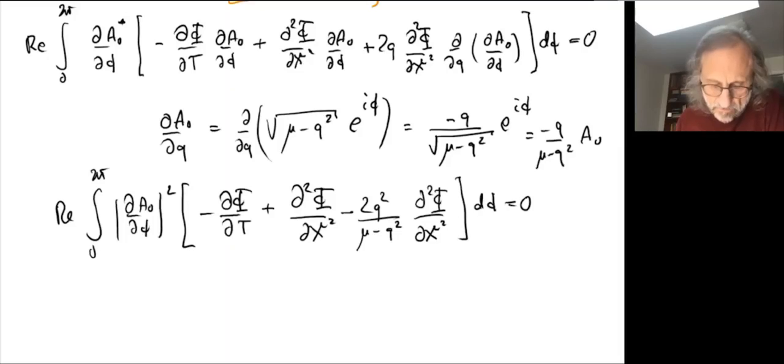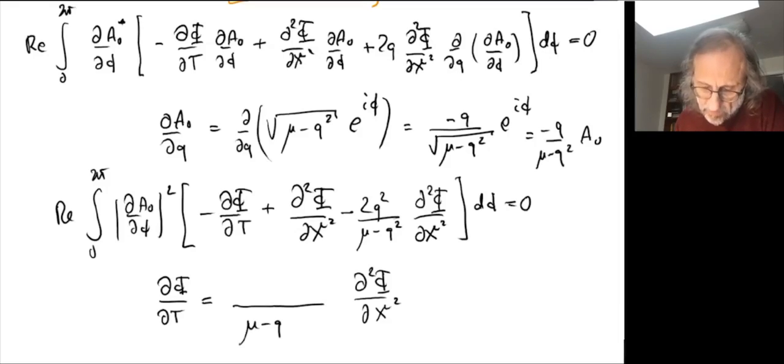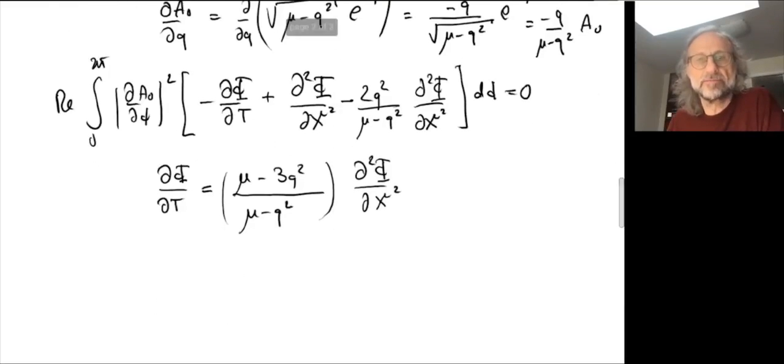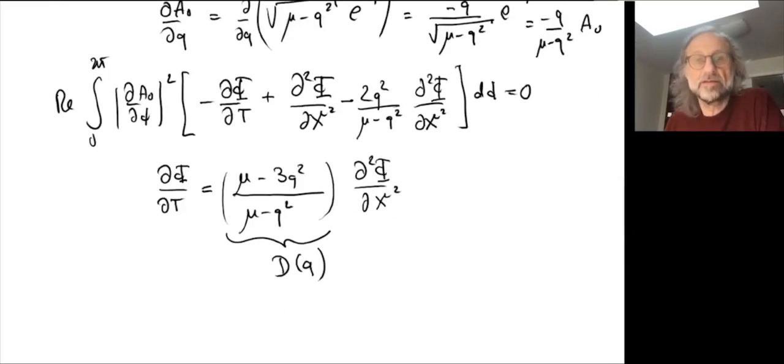So we can write this out. We get d phi by dt equals, and now you see both terms are the second derivative of the phase with respect to x, and what we have in front is a mu minus q squared in the denominator and a mu minus 3q squared in the numerator, and we have a diffusion equation. Write this as D of q, and you have a nice diffusion equation which is nonlinear.